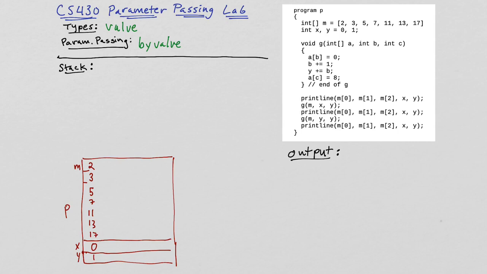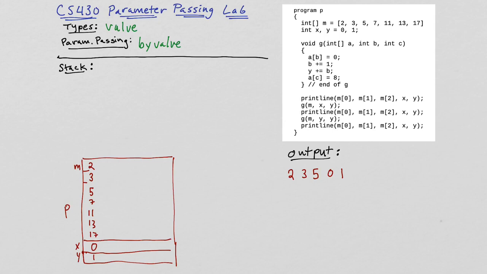All right, so at this point, we're going to run the print line, which just prints m of 0, which is 2, m of 1, 3, m of 2, 5, x and y out. So let's print those into the output over here. We're going to get 2, 3, 5, 0, and 1. And then we're going to call G, passing M in for A. So the actual parameter is M for the formal parameter A, X for B, and Y for C. And again, we're doing value types passed by value.